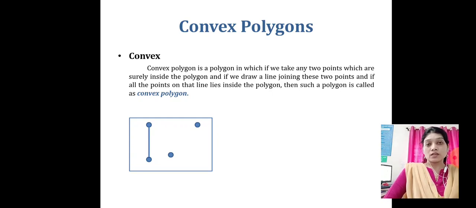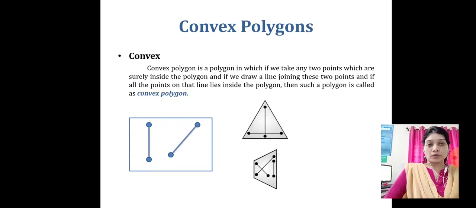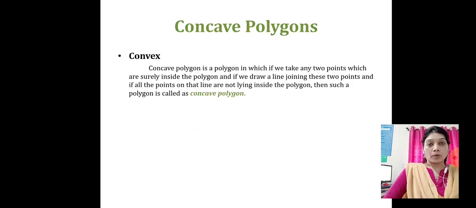So in this case you can see that 2 points are joined by a line and all the points are inside the polygon. So these are other examples of the convex polygon. These are all examples of convex polygons. Then the next type of polygon is called a concave polygon.